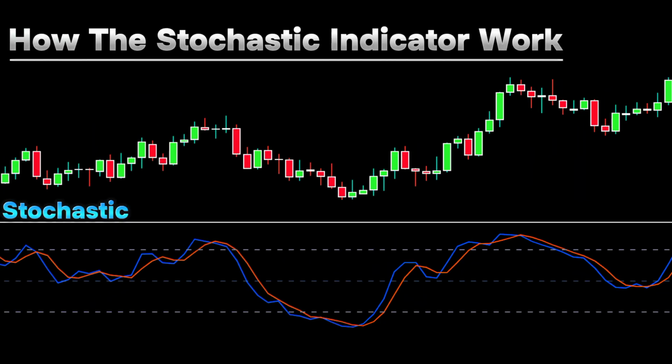When we are using the stochastic indicator, we use the K and D lines to predict where the stochastic indicator is heading. If the K line crosses above the D line, it shows us that the stochastic is going upwards. And when the K line crosses below the D line, it shows us that the stochastic is going downwards. Okay, now it's getting more interesting.